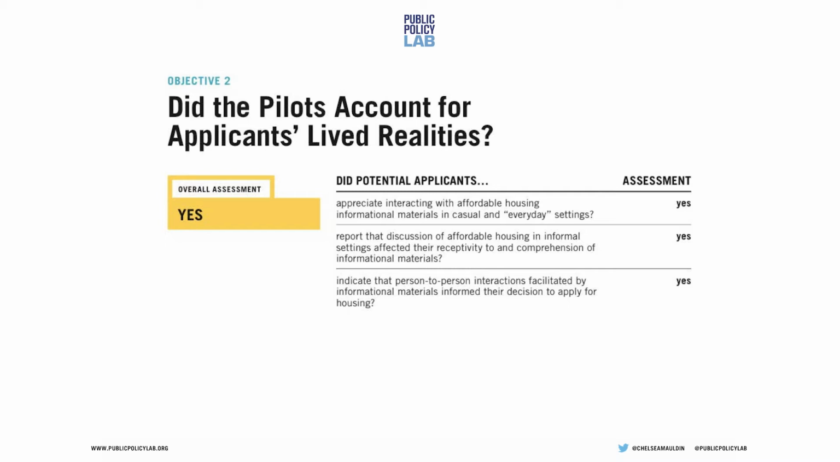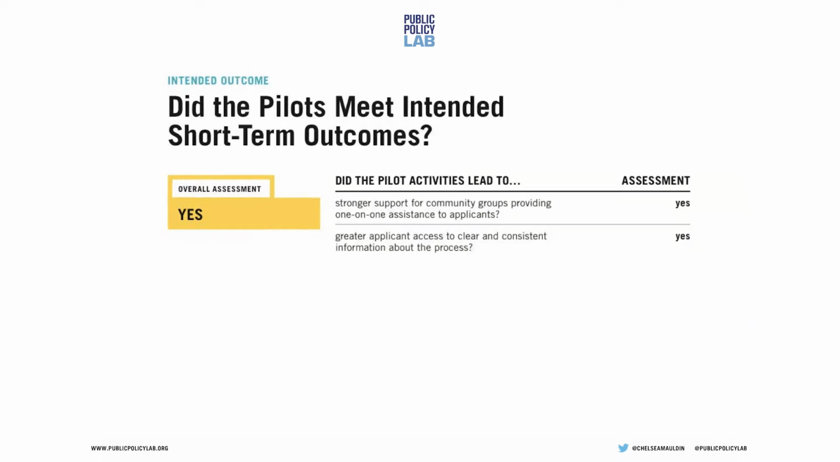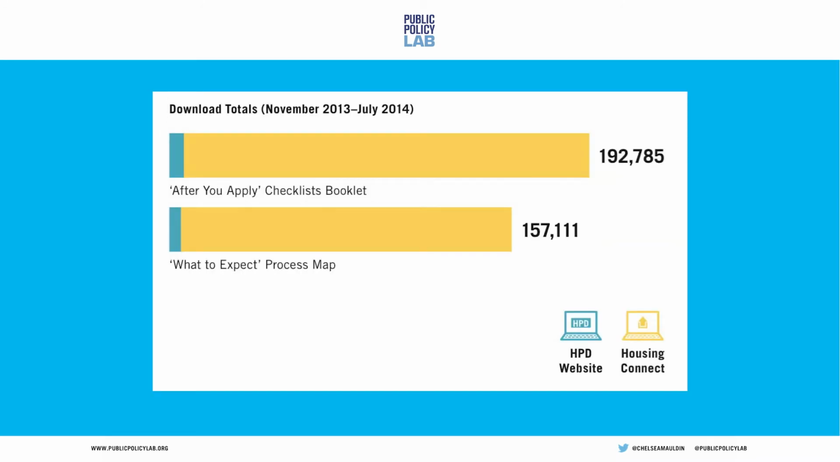This was a big problem in some of the materials that we saw that were being pushed out into the world. Did they enable informed decision-making? Then, did they actually meet our intended short-term outcomes and our intended long-term outcomes to whatever degree we could assess? And I thought I had one more on there, which was, did we meet our ultimate intended goal? The answer was, we don't know, because we're not there.